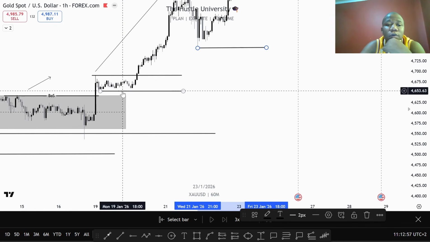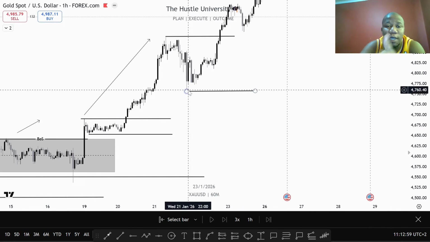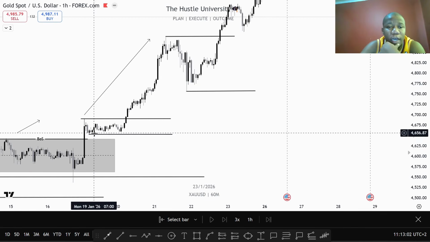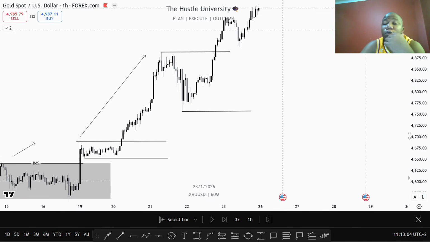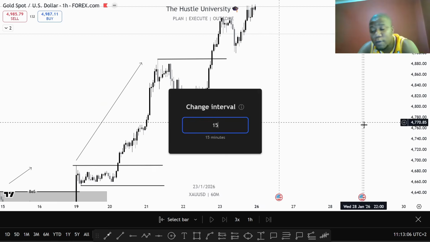So this cannot be a lower low because it's the previous high, it's the current higher low. It's above this previous higher low, so it cannot be a lower low. You know what I'm saying? So with that being said, you can now go down to the likes of 15 minutes.